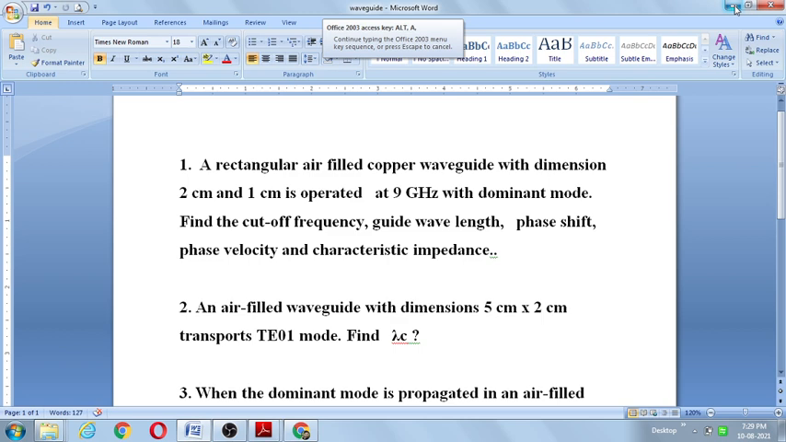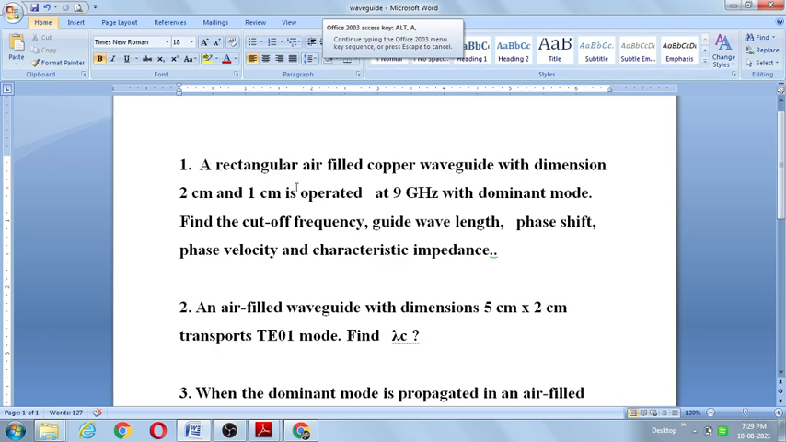Now I would like to explain JNTUK previous question paper problems on rectangular waveguides. Okay, here the first problem.